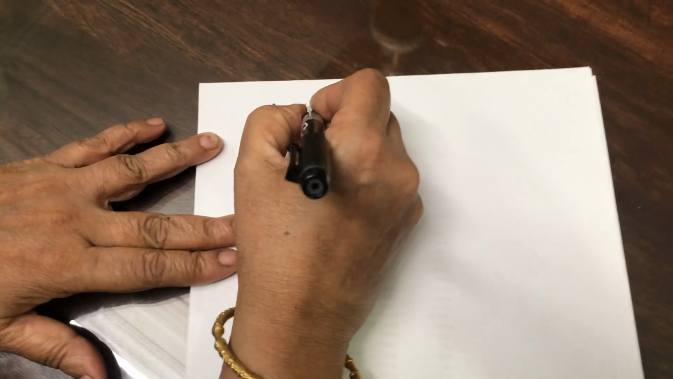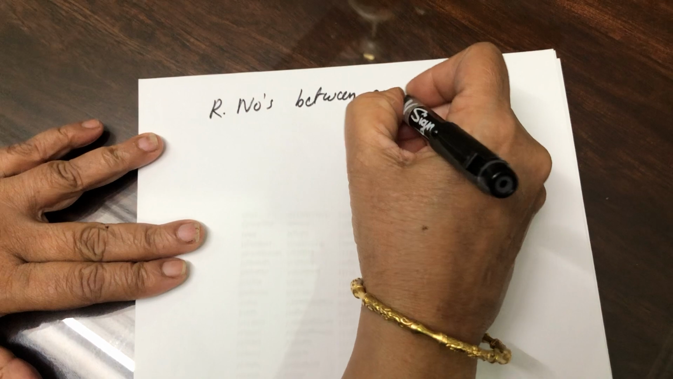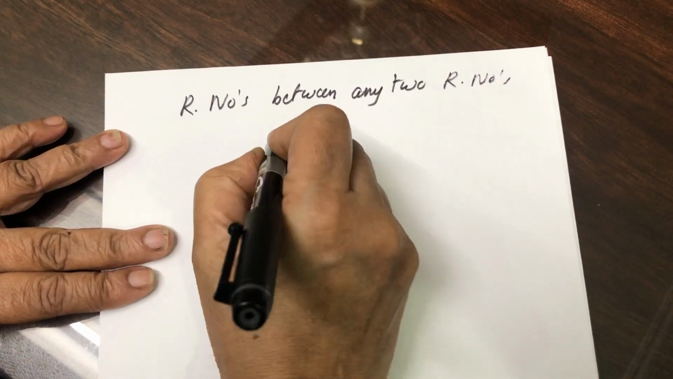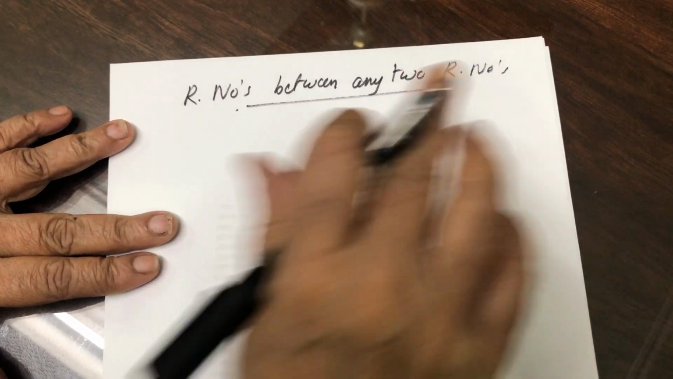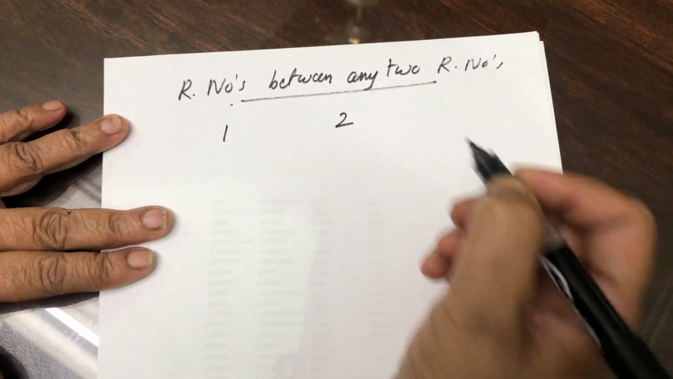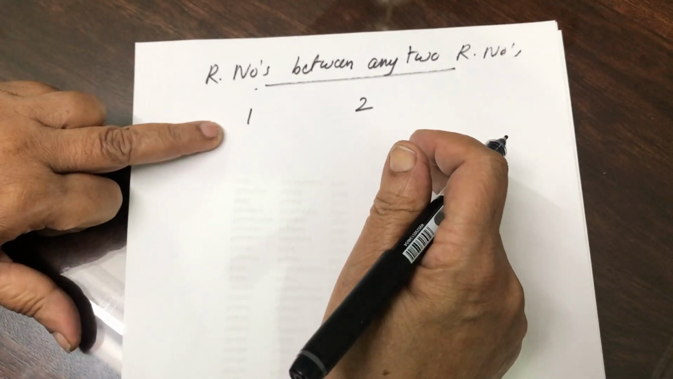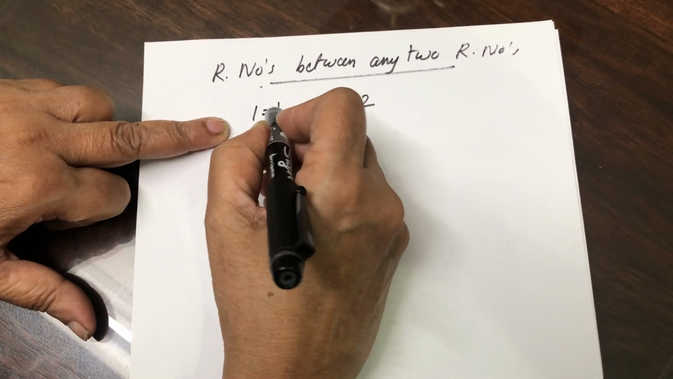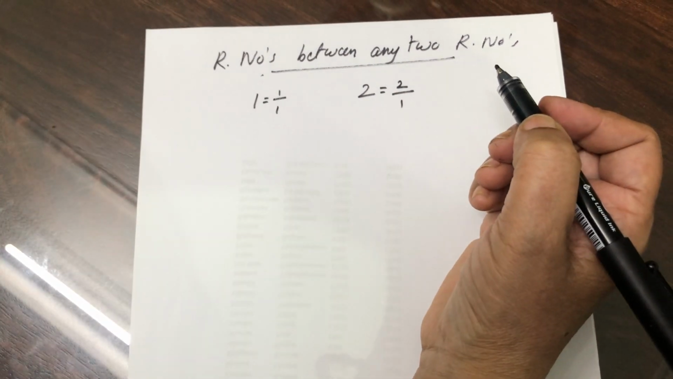Now you have to learn rational numbers between any two rational numbers. So how many rational numbers are coming in between any two rational numbers? You take 1 and 2. You know that 1 and 2 are integers, but you can call them rational numbers because they can be written in the form of 1 by 1 and 2 by 1, in the form of p by q.